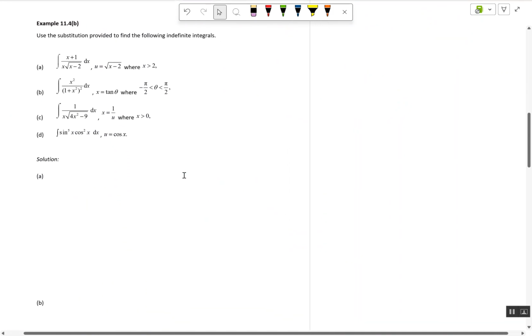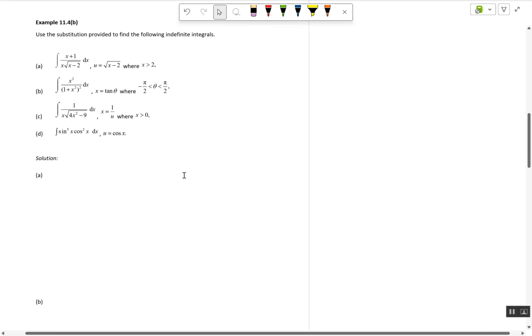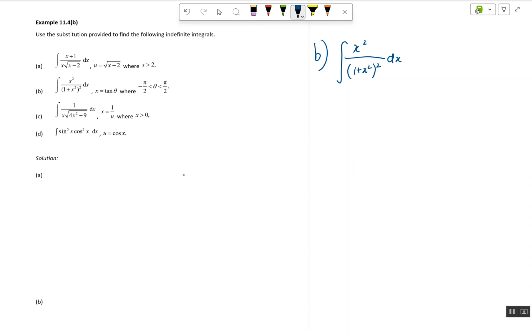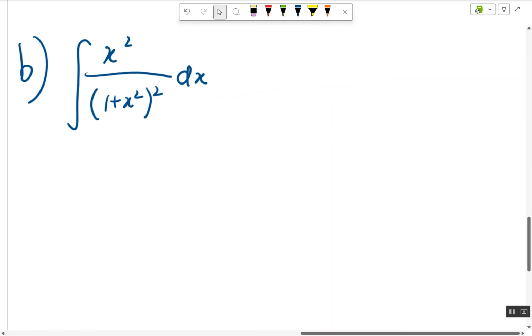So if you look here, I'm going to do B first. So B is saying integrate x squared over (1 plus x squared) squared, dx. And they ask you to use the substitution of x equals tangent theta. So x equals tangent theta. There is a reason why they put x over here.